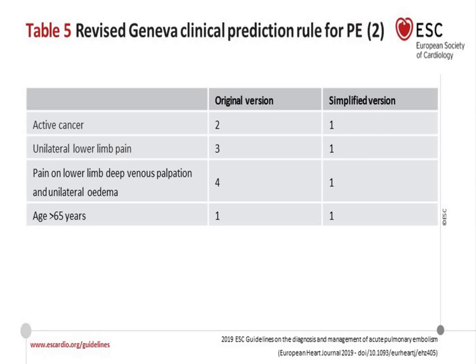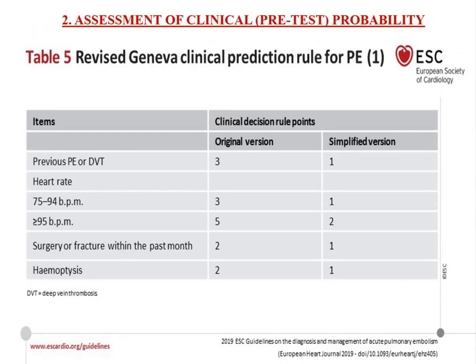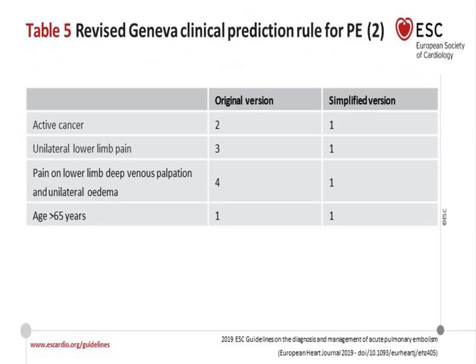On this slide you can find the Geneva criteria or Geneva rule. It is very important to check presence of previous pulmonary embolism or DVT, to check heart rate, surgery or fracture within the past months, hemoptysis, active cancer, unilateral lower limb pain, pain on lower limb deep venous palpation and unilateral edema, and age more than 65 years.